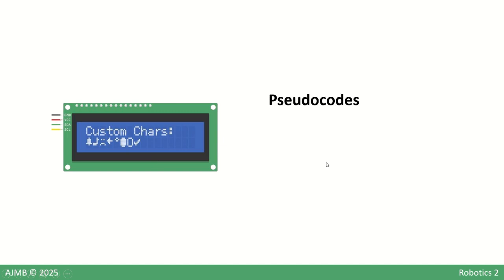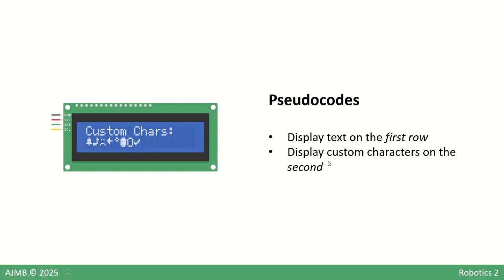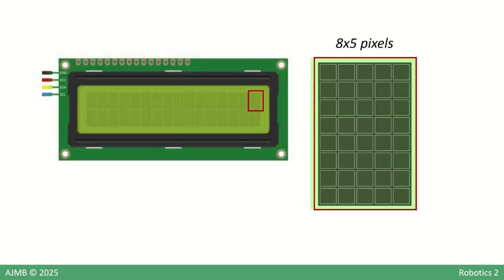So if we create a pseudocode, we can say that the program is quite simple actually. We need to first display the text on the first row and the custom characters on the second. Now our main concern is how do we create these icons, these custom characters.